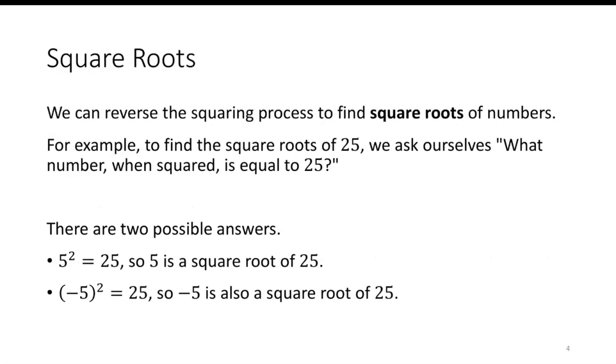We can reverse the squaring process to find square roots of numbers. For example, to find the square root of 25, we can ask ourselves, what number when squared is equal to 25? Well, there are 2 possible answers. 5 squared is equal to 25, so 5 is a square root of 25. And as we just saw, (-5) in parentheses squared is equal to 25, so -5 is also a square root of 25.